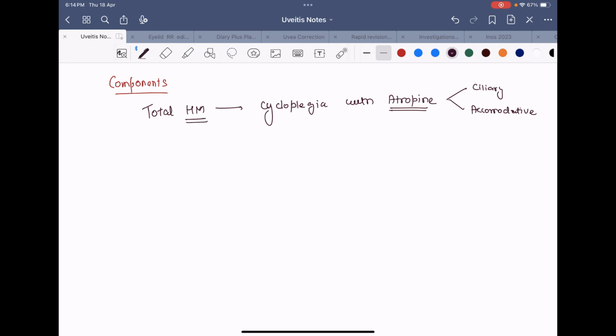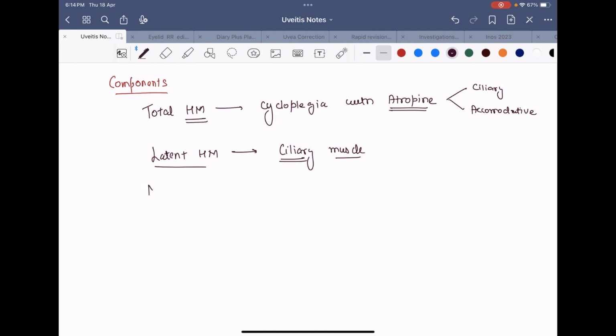Now what are the other components? The second component we should know is latent hypermetropia, which is present in only some of the patients. Let's say there is a young adult, and because of a small tonus of the ciliary muscle, let's say 0.25 or 0.5 diopter, that contributes to the hypermetropia. That is called latent hypermetropia.